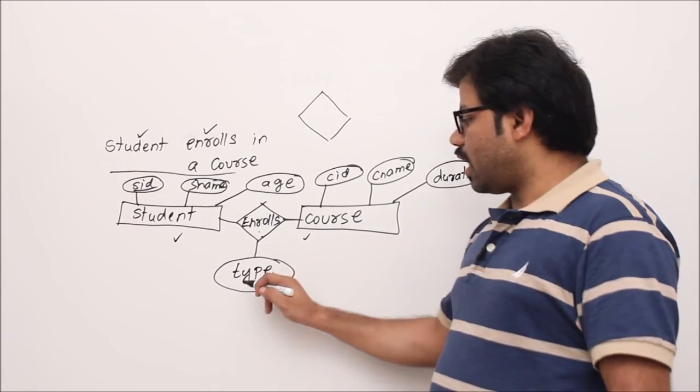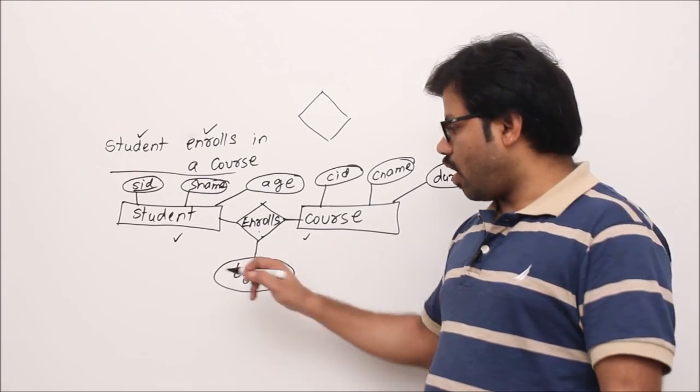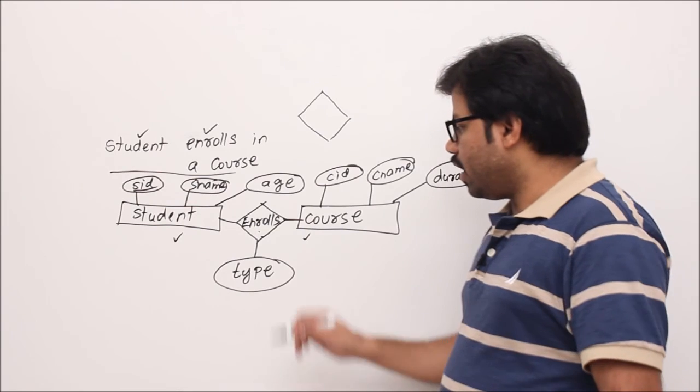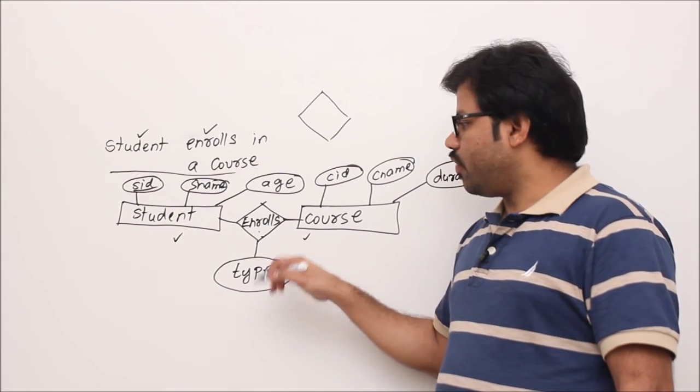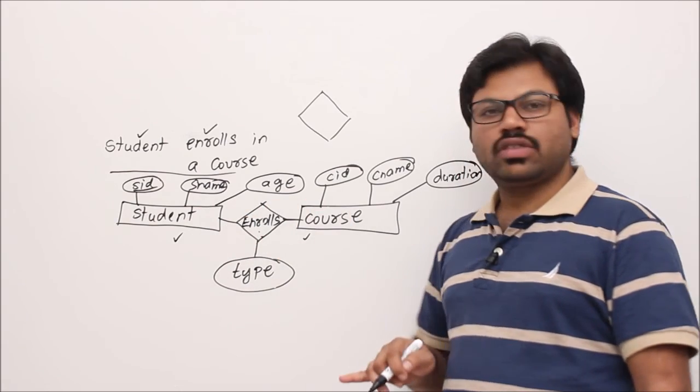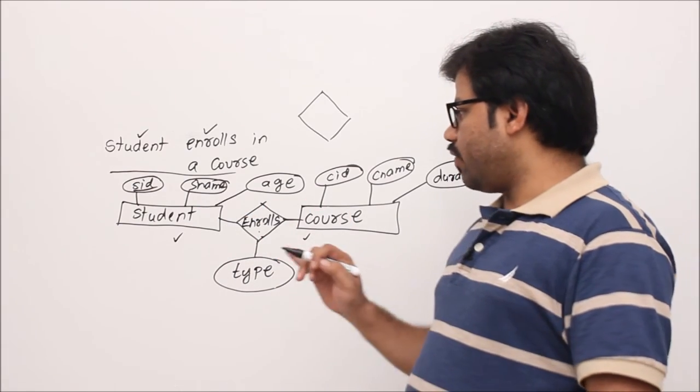Understand? So this type will be online or offline as the data. It doesn't matter. Finally, this type cannot exist without this enrolls, that is, without a student taking a course. Correct or not? We'll see an example of such data now.